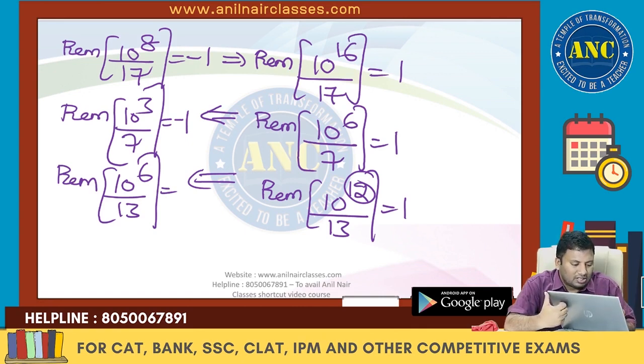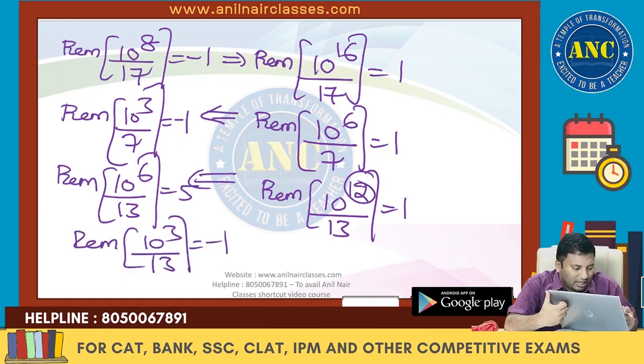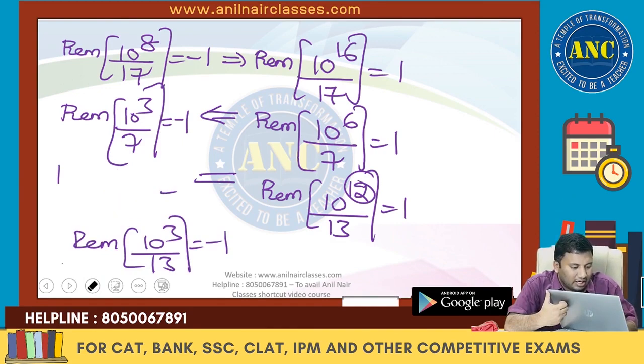10 power 6 divided by 13 is 5. If I further divide it, 10 cube divided by 13, it is minus 1. I will not write here. This might result in a confusion, but I will tell a point here.